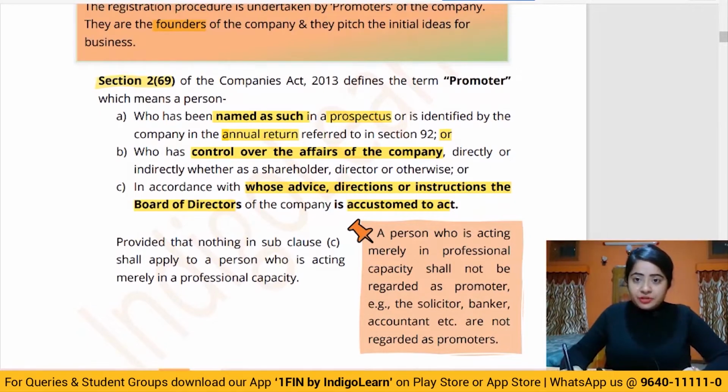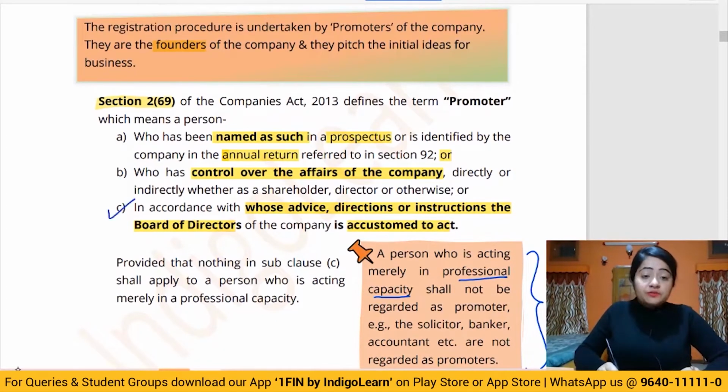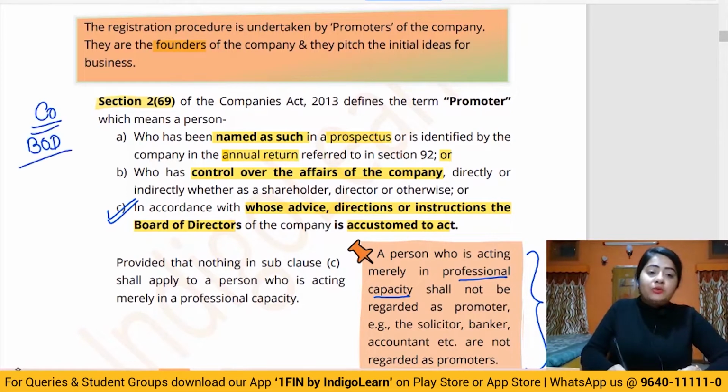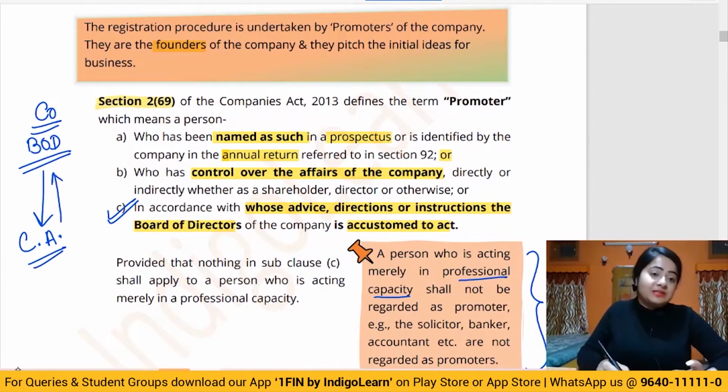Now, the important part of this definition is that any person who is acting in professional capacity shall not be considered as a promoter. Let's try to understand this with an example. Now we know that the definition of the word promoter says that any person who gives advice, directions, and instructions to the board of directors and the board of directors are accustomed to act based on that advice, that person will be termed as a promoter. Okay, so let's say we have a company. Okay, the company has some board of directors. Okay, now for tax matters on a regular basis, these board of directors consult a chartered accountant. Okay, now here the chartered accountant regularly gives some sort of consultancy with respect to taxation matters to the company.